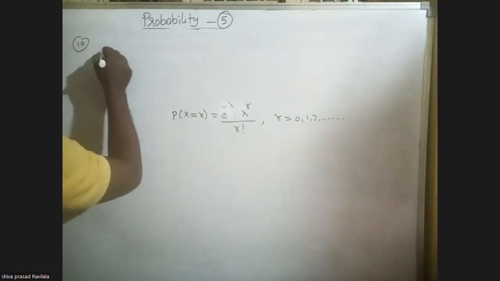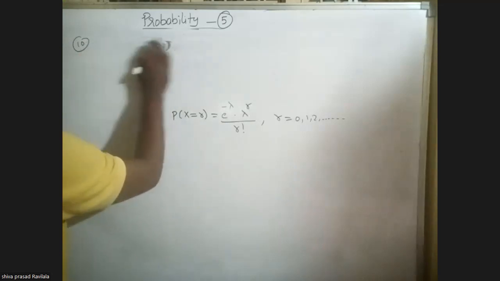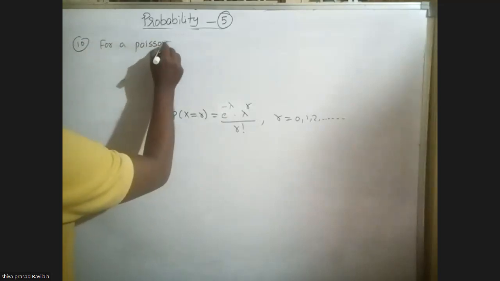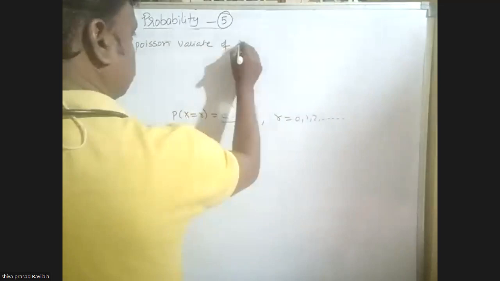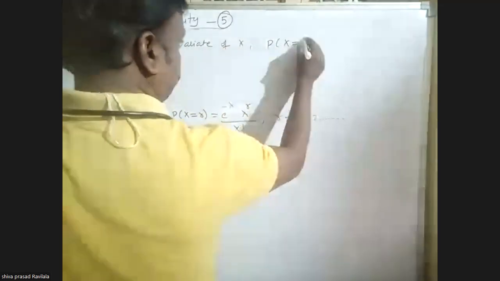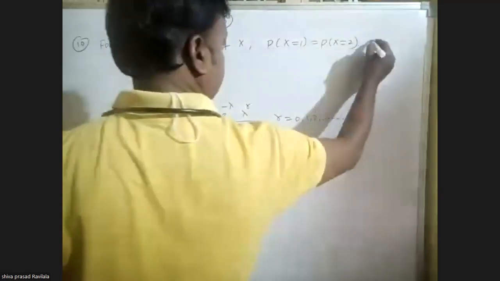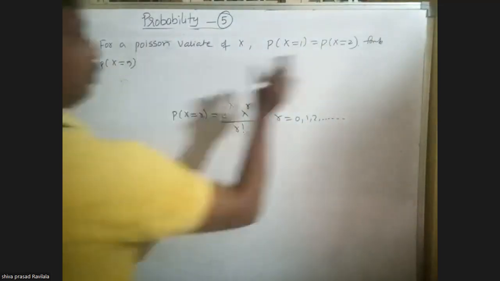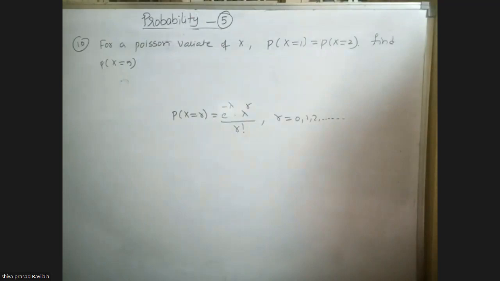For example, for a Poisson variate, first question, write down completely. For a Poisson variate or distribution of X, probability of X is equal to 1 is equal to probability of X is equal to 2. Then find probability of X is equal to 5.